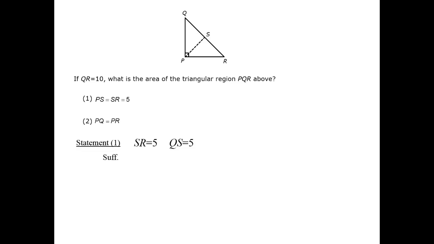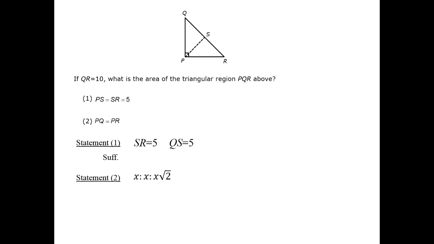Statement 2 tells us that PQ equals PR. This might seem insufficient after all the numbers that the previous statement threw at us, but in fact, since PQR is a right triangle, with this new piece of information, we know that it's a 45-45-90 triangle. The ratios of lengths in such a triangle are x, x, x root 2.